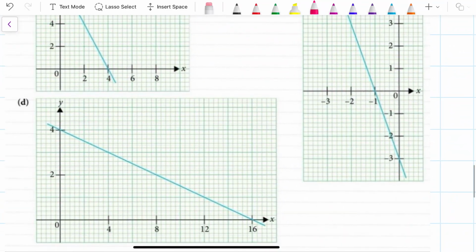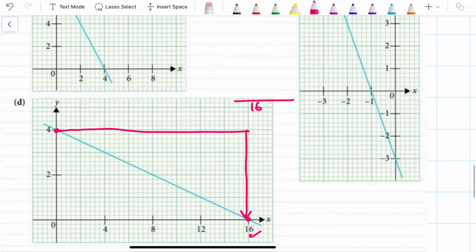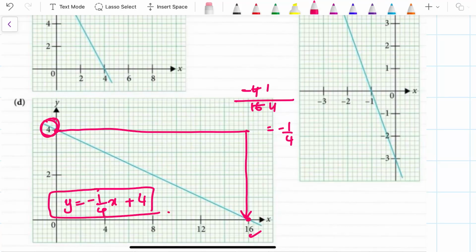Now let's look at another part, D. This is one point and let's take this as my other point. Now if we look, the run is 16 units and we are going down 4 units. So the gradient is -1 upon 4. And what is the y-intercept? Y-intercept is 4. So y equals mx plus c. That's my equation of the line.